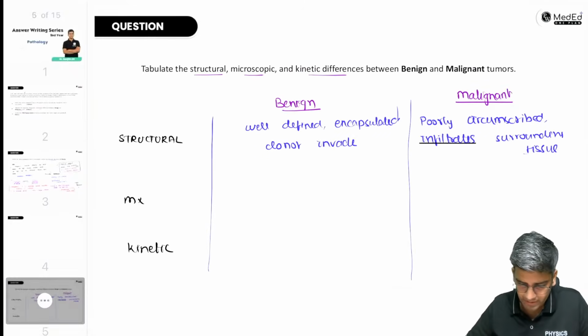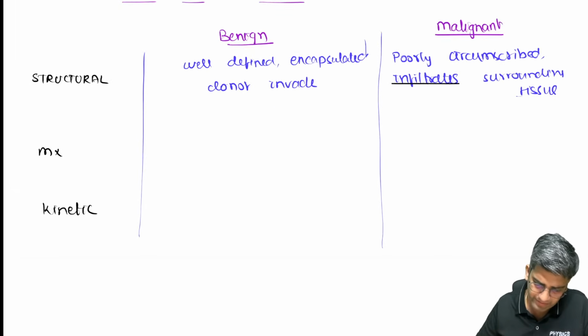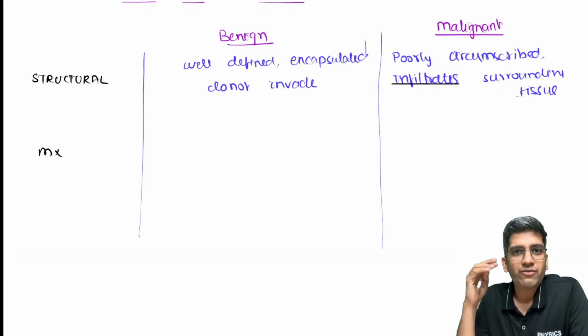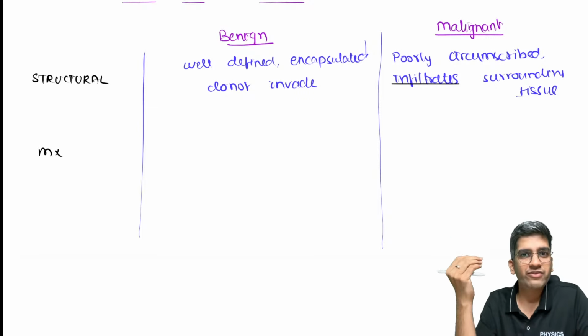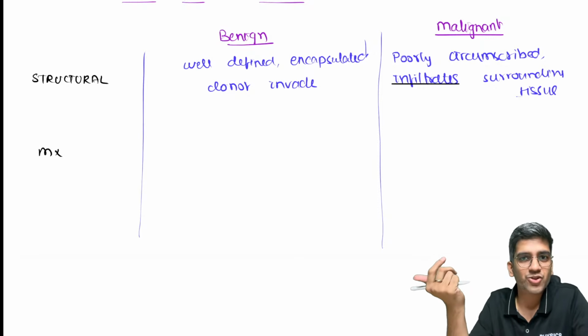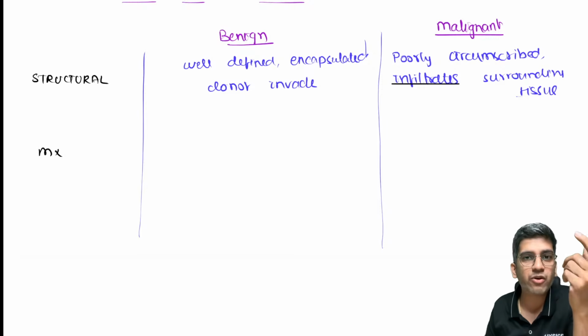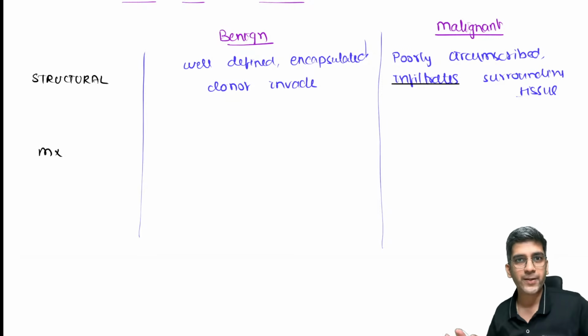Okay. So in benign, what do you think will be the microscopic finding for benign? Benign will not have anaplasia. Benign will not have dysplasia. But that doesn't make sense, no. I will write anaplasia present for malignant. But I need to write something for benign. So the easiest way I can write for benign is, can I say benign tumors are very well differentiated? Yes or no? What do you guys think?